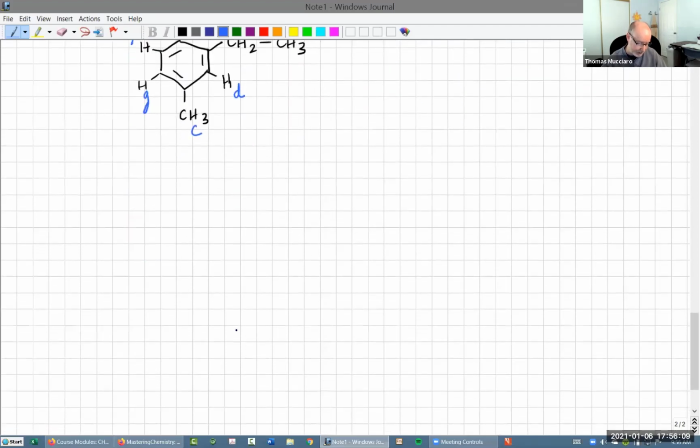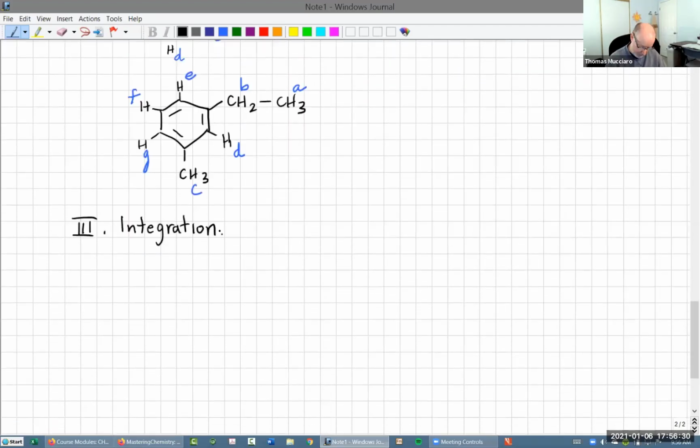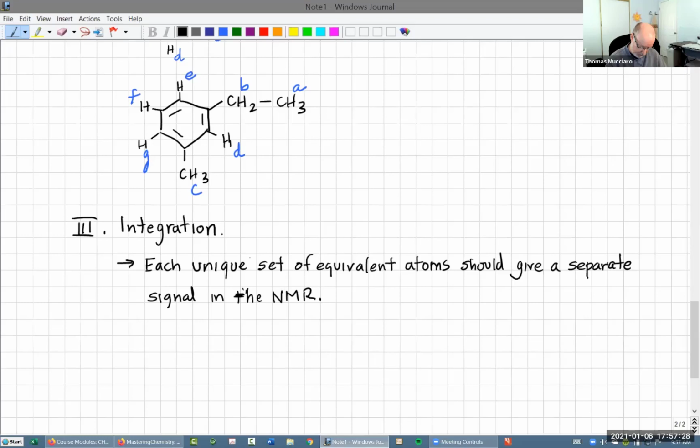Next, integration. So here's the idea of integration. Why do we care about sets of equivalent hydrogens? Because each set of equivalent hydrogens should give a separate signal in the NMR. So when we look at our NMR spectrum, if I have 5 sets of unique hydrogens, I should have 5 signals in my NMR. Now I call them signals because when we get to splitting, we'll see that a signal can be split up into multiple peaks, but they come together.